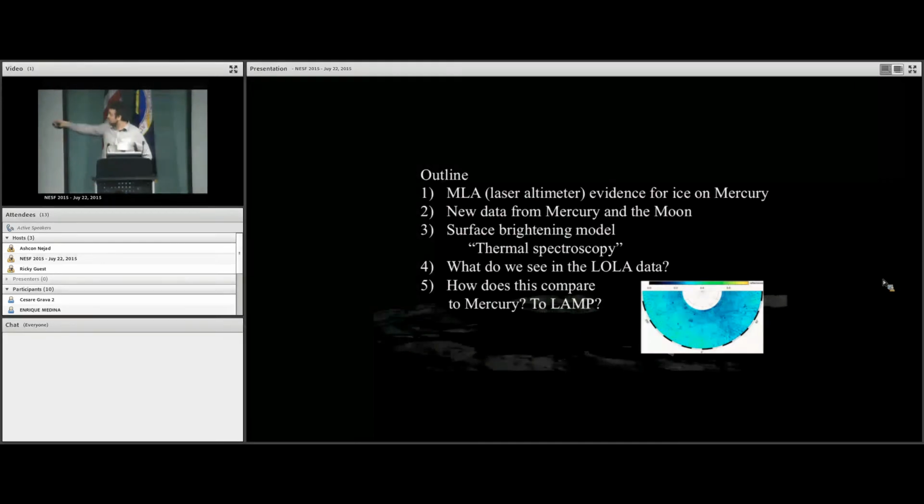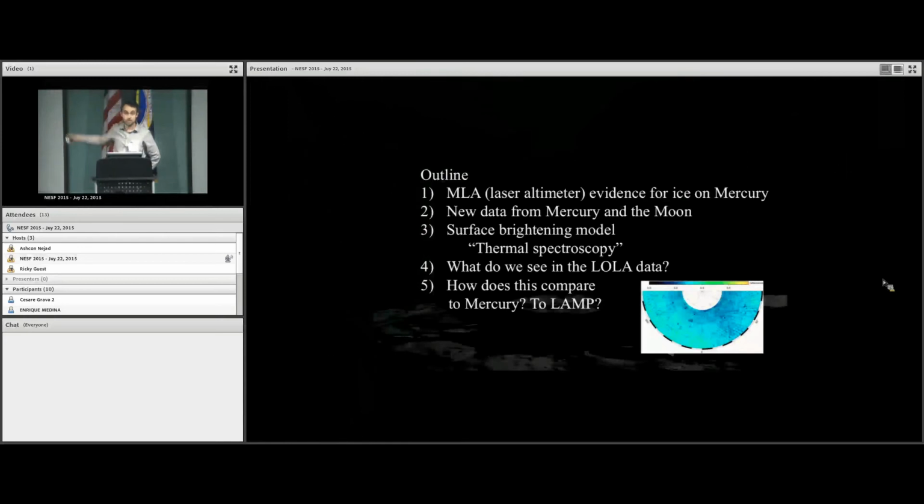Essentially, we have a laser altimeter on Mercury. And on Mercury, we have really strong evidence of surface ice from a bunch of different data sets now. And we have a very similar instrument on the Moon. And it's now recalibrated to the level that we start to believe the reflectance we're getting from it.